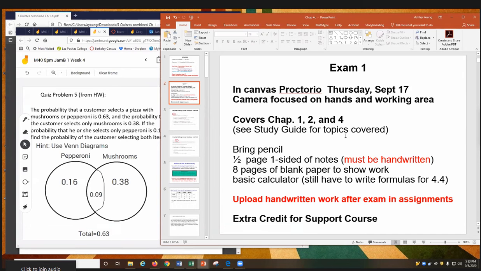It covers chapter. Why am I reading this? Let's get Adriana. Go ahead and read for us.